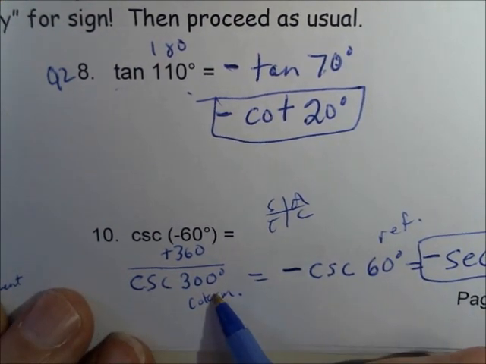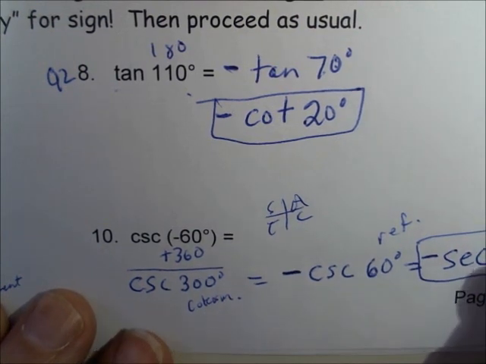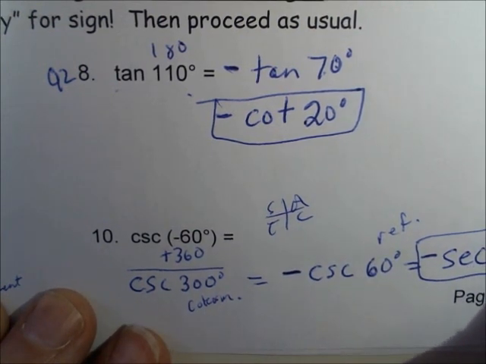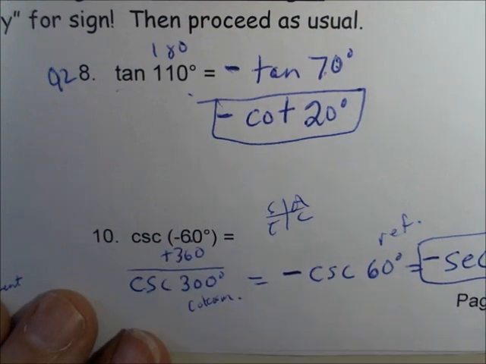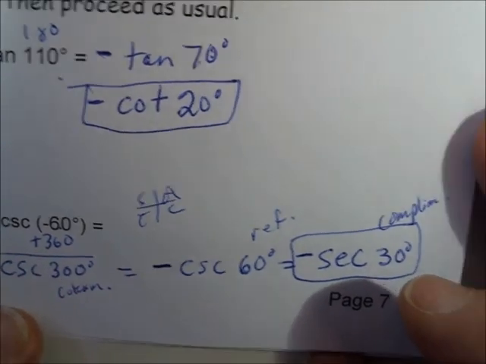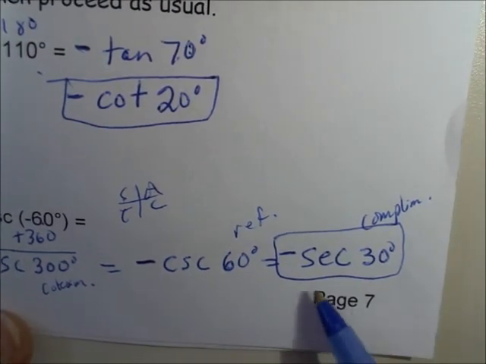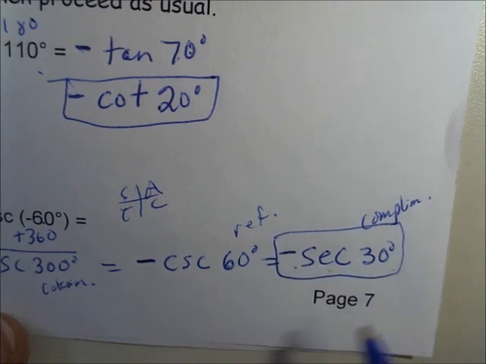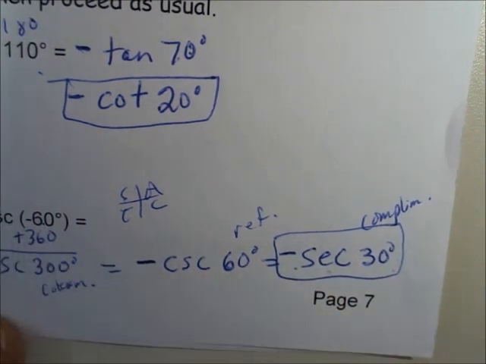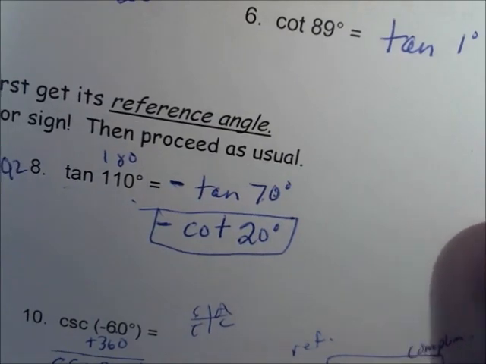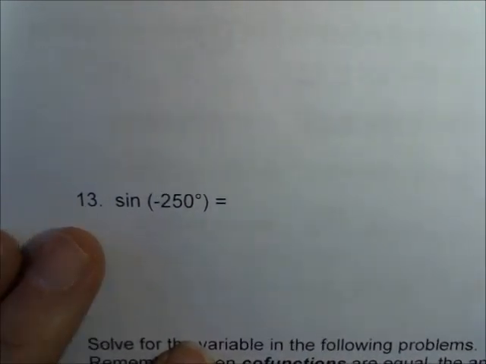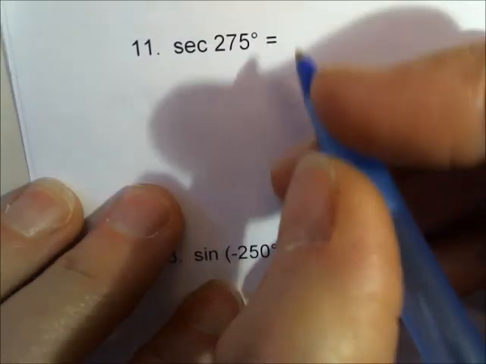So coterminal angle, reference angle, and then the complementary angle are the 3 steps if you're given something that is just outside of the range. So there's your final answer, negative secant of 30. And you could check this if you wanted to, but I think I'm getting long on this video. Let's go through 4 more examples if we can, and then we'll quit for today.